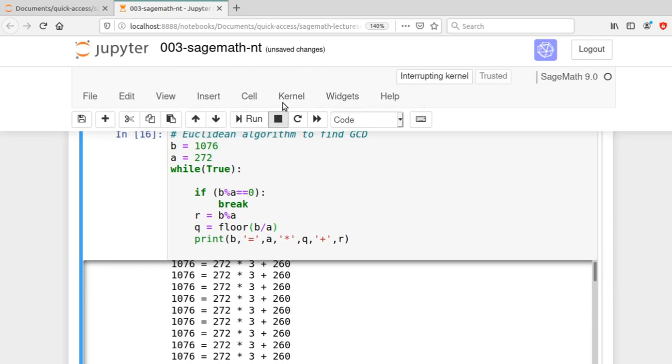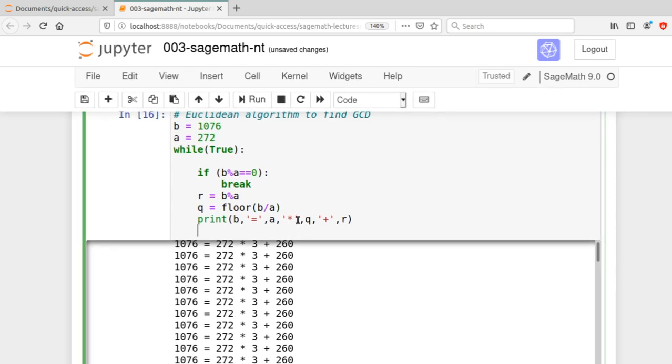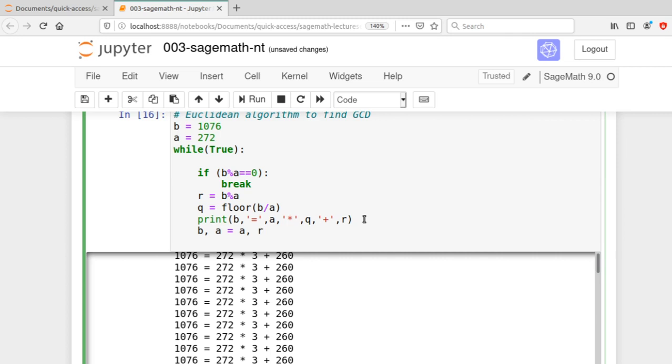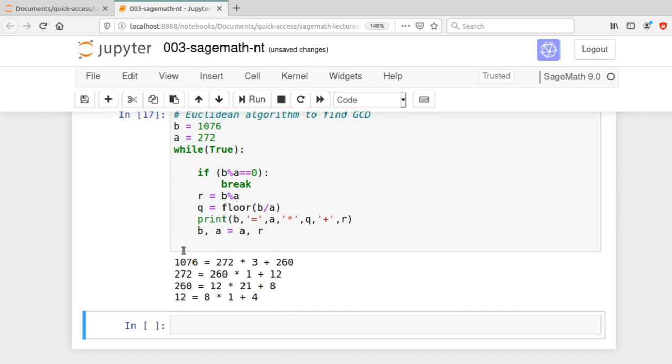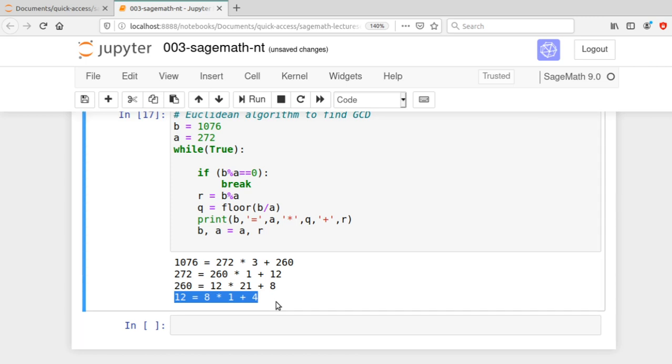Interrupt the kernel. Stop. Now I am going to see here that b percentage a is changed. Therefore, after printing the statement, I need to interchange the value of b and a. So let us see what happens now. Okay, so we are getting 1076 equals 272 into 3 plus 260. 272 is equal to 260 plus 1 into 12, etc. 12 equals 8 into 1 plus 4. After that, the remainder became 0.